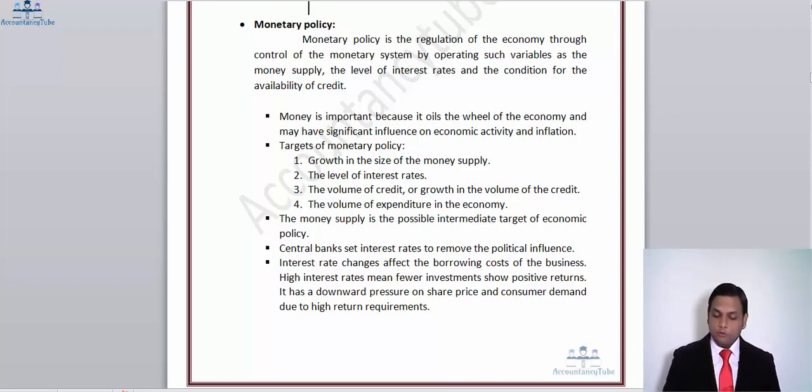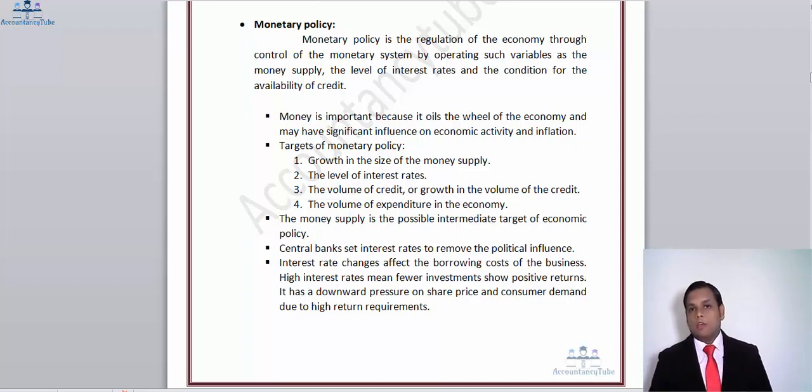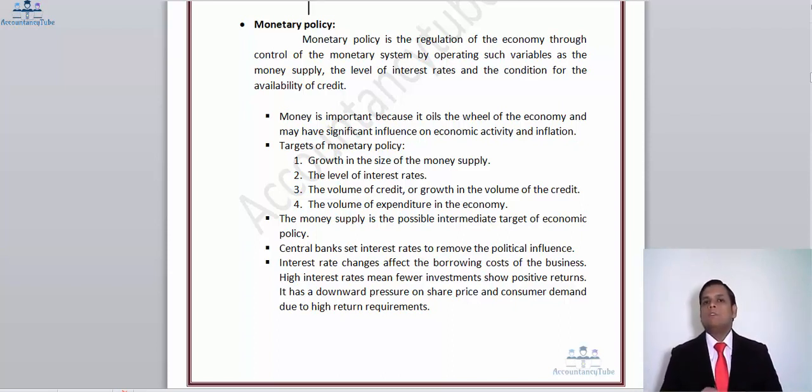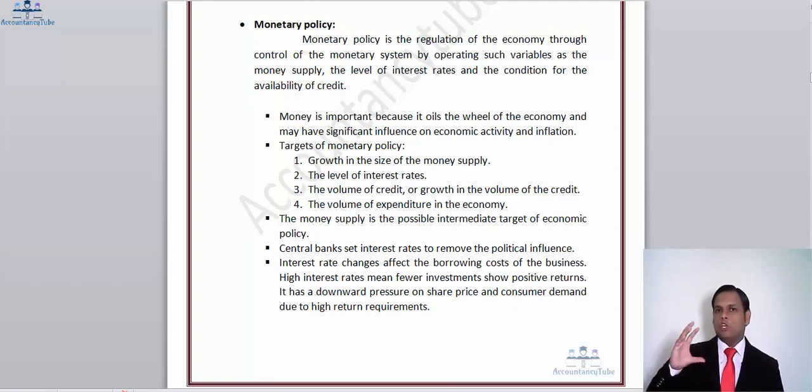Central banks set the interest rates to remove political influence. Normally across the world, central banks set the interest rates independent of the government. However, the government does have the right to suggest that they increase or decrease. Still, central banks across the world are normally at full liberty to set the interest rates by themselves. They respond to the changing economic environment. Interest rate changes affect the borrowing cost for businesses. Higher interest rates mean fewer investments will show positive returns, as I've just discussed with you.